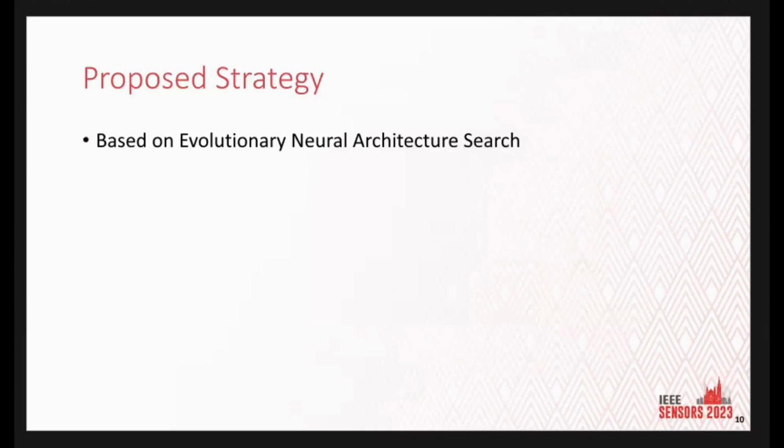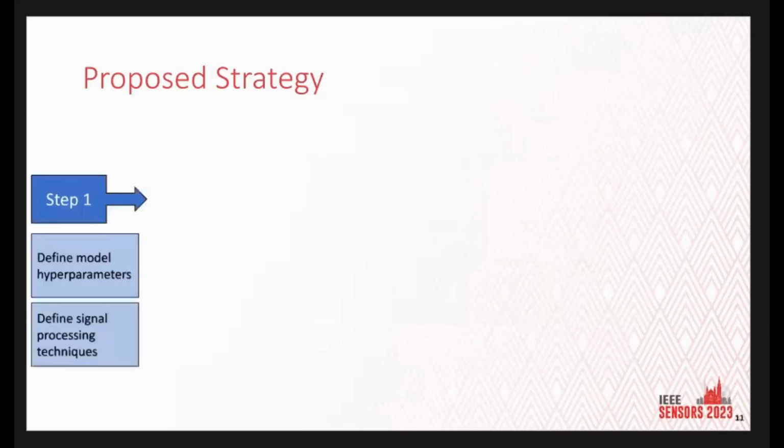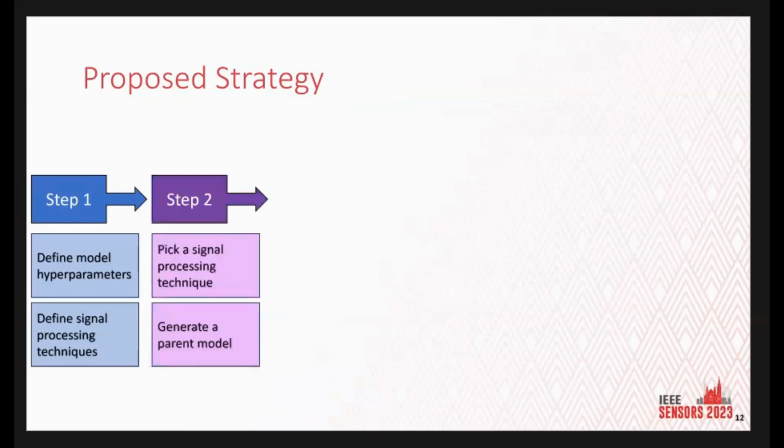Our strategy is based on evolutionary neural architecture search, and now I present you a quick block diagram. In step one of our strategy, we have to define a pool of possible hyperparameters of our machine learning model, and also a pool of possible techniques that can be used to filter the data. In step two, we have to pick one of the processing techniques and generate a model among the possible choices of hyperparameters.